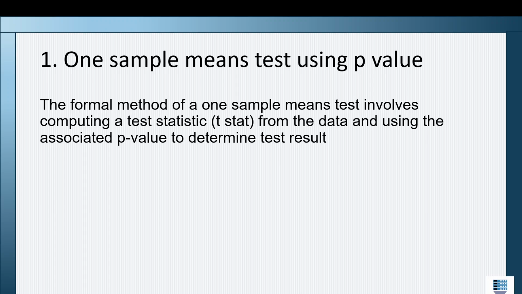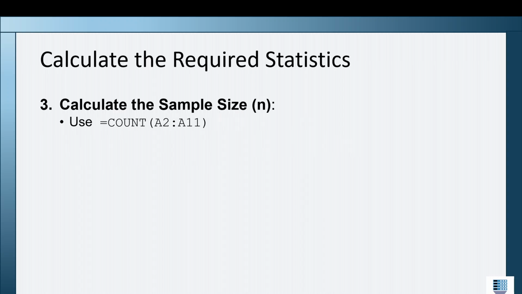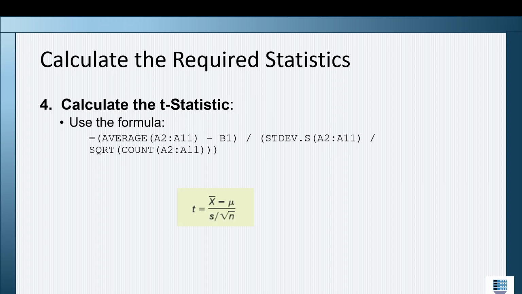The formal method to do a one sample means test consists of calculating a test statistic and then using its associated p-value to determine the test result. So in Excel, what we need to do is some interim calculations in order to get there. One, from the data, we want to calculate the sample mean. Second, we want to calculate the sample standard deviation. Third, we like to have the sample size. Fourth, we're going to calculate the test statistic. Now, this is the value of most importance.